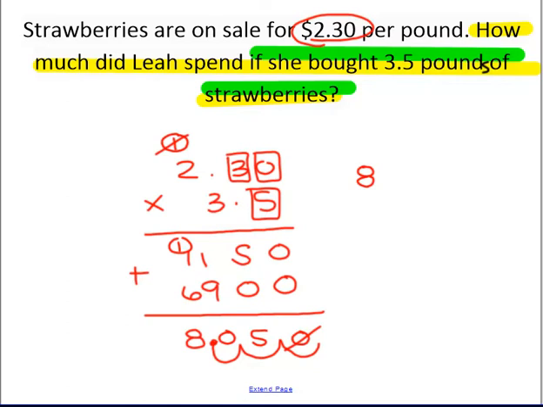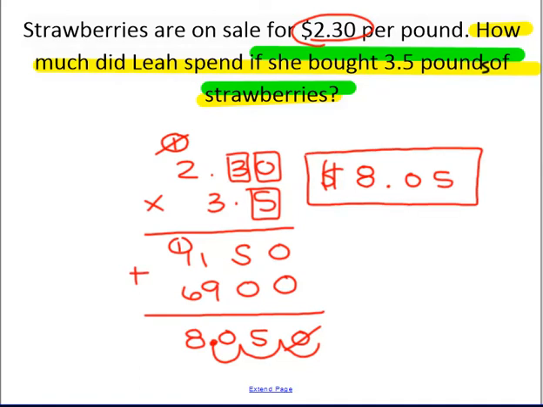How much did Leah spend if she bought? Oh no, you can't leave that 0 because we're talking about money actually. I'm sorry, I thought we were talking about pounds here. So Leah spent $8.05. So again, at first, I thought we were talking about pounds, and I needed to go back and read the question. So you cannot leave that 0 because we're talking about money, and we always round to the hundredth spot.